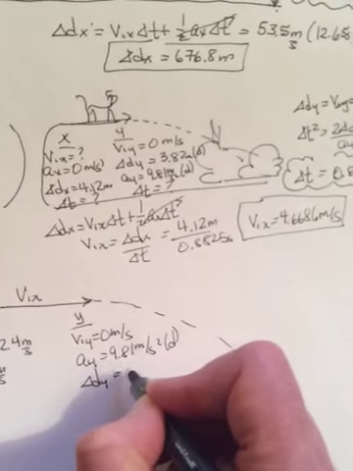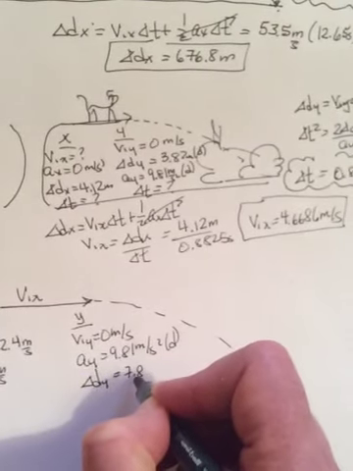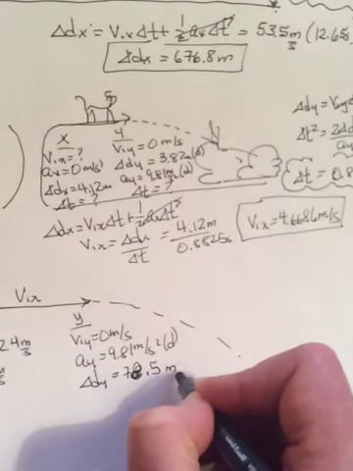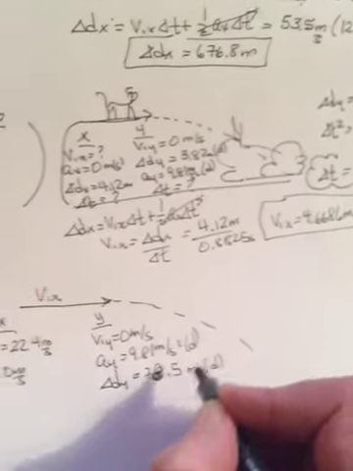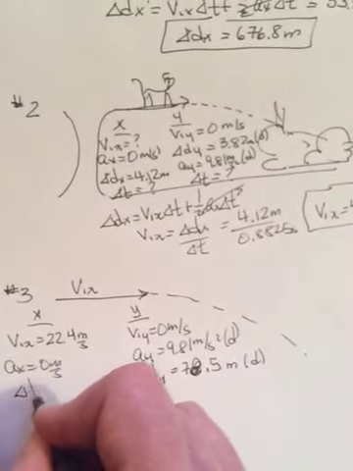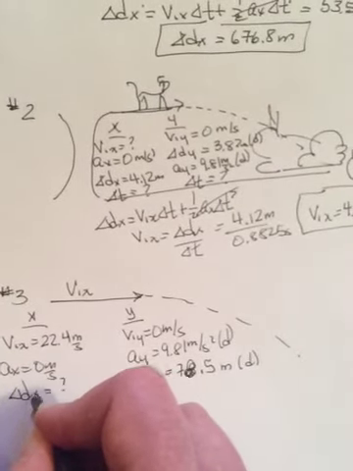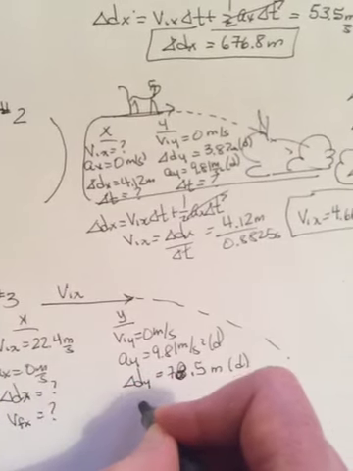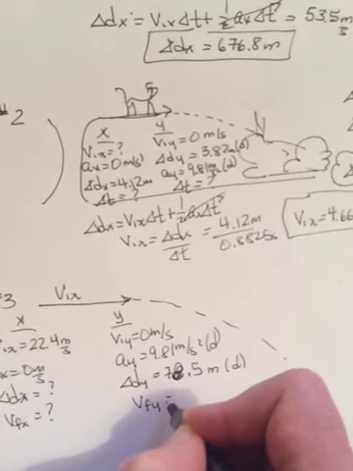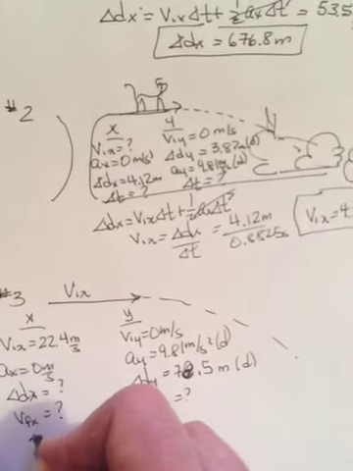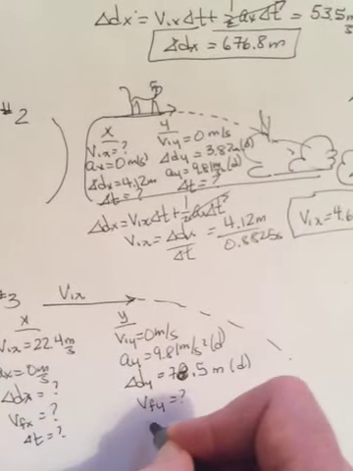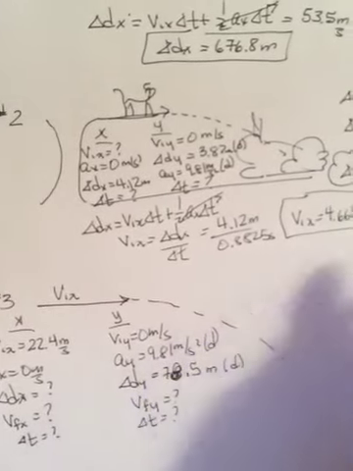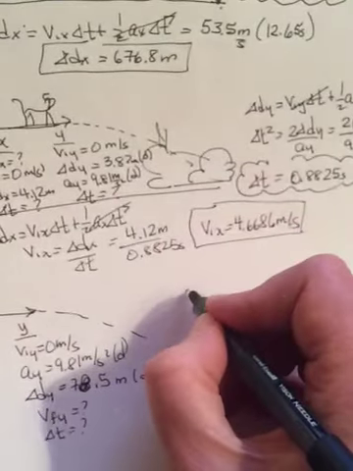So delta dy is 78, whoops, that dot is not there, it just looks like it is, 78.5 meters, and it's below, lower, and we want to know what is delta dx, and we also want to know the final velocity, so we need vfx and we need vfy. Okay, and of course we don't have the time. So where are we starting? First, let's find the time in the y direction like we've been doing.